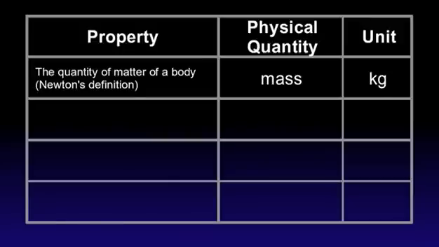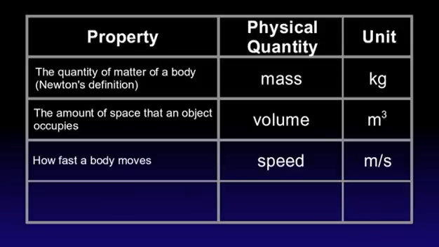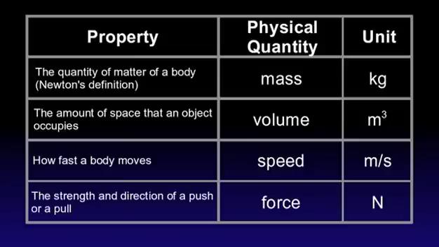If we want to describe the quantity of matter of a body, we define a physical quantity called mass, measured in kilograms. To describe the amount of space that an object occupies, we use a physical quantity called volume, measured in cubic meters. In order to describe how fast a body moves, we use a physical quantity called speed, its unit, meter per second. One last example. We describe the strength and direction of a push or a pull using a physical quantity called force. It is measured in newtons.